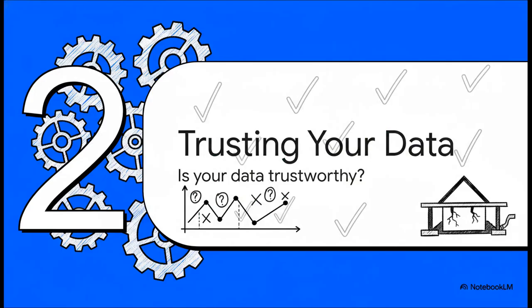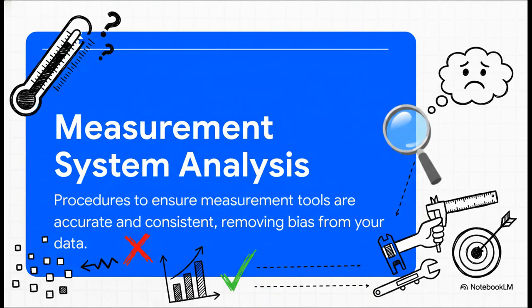Okay, so you know what type of data you have. Great, but that is only half the battle. What if the numbers you're collecting are just wrong? This brings us to a really crucial step, making absolutely sure our data is telling the truth. This is where something called a measurement system analysis, or MSA, comes into play.